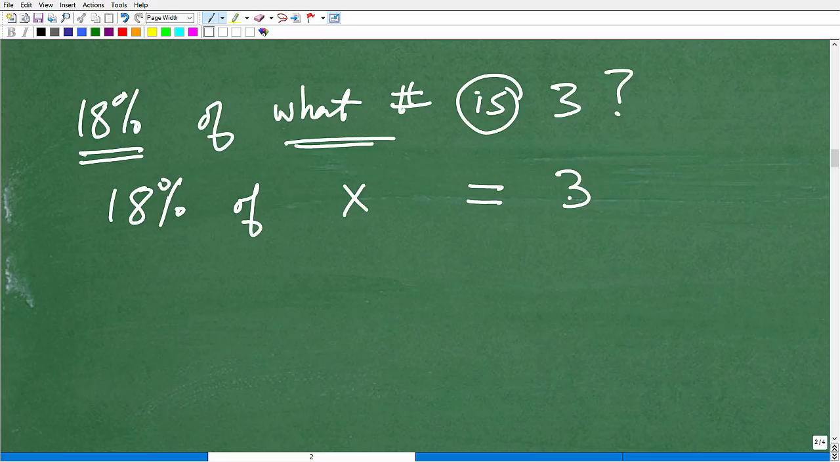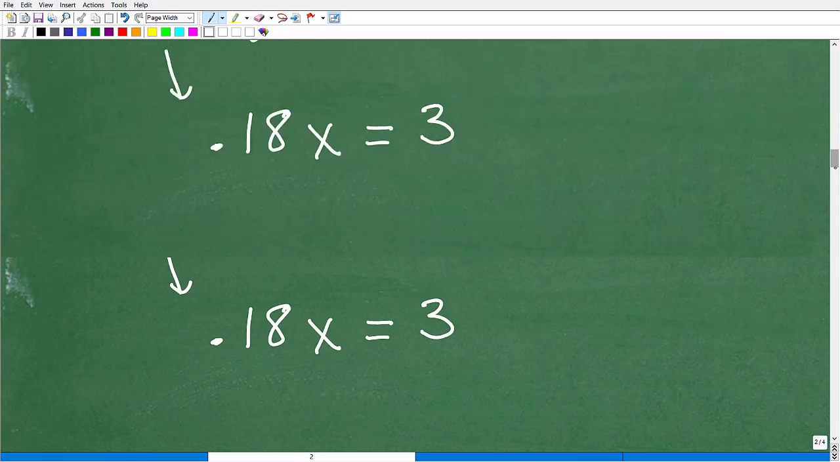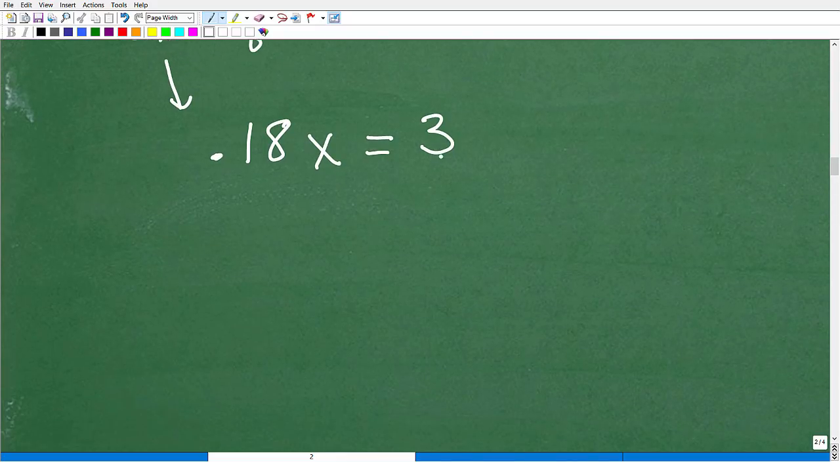Now, this is shaping up to be a nice basic algebra equation. If I wanted to find 18% of x, what would I have to do? It's no different than finding 18% of 400. Remember, I have to change this into a decimal. So this is going to be 0.18, and then I'm going to multiply by the number. Well, I don't know the number. Well, yeah, you do. It's just x. I just know that 0.18 times this mystery number x is equal to 3. If you understand this basic equation setup, it's super easy now to solve for the answer.